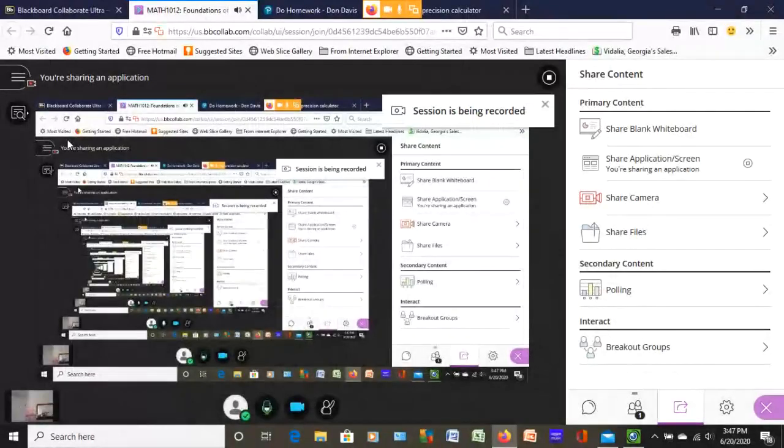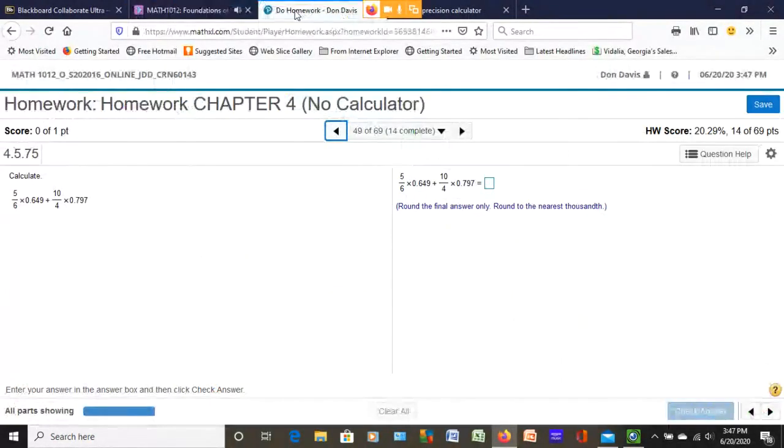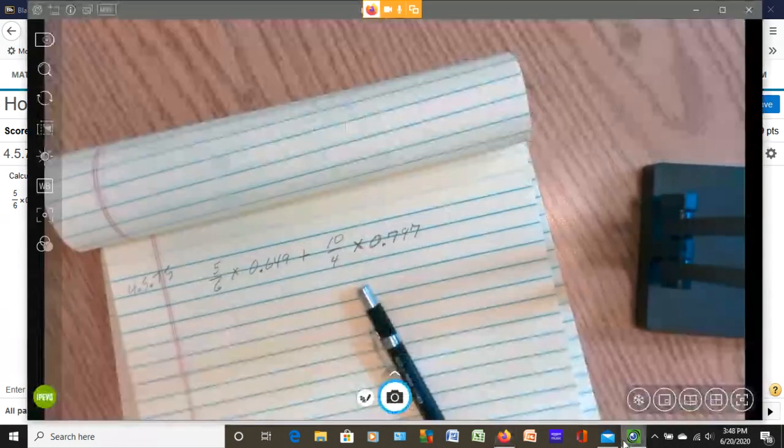Okay, here's another problem from Chapter 4, Section 5, and it's another one of these problems where we've got order of operations issues, and we've also got fractions and decimals together in a calculation. I've written this one on the pad, so let's just take a look at it together here.